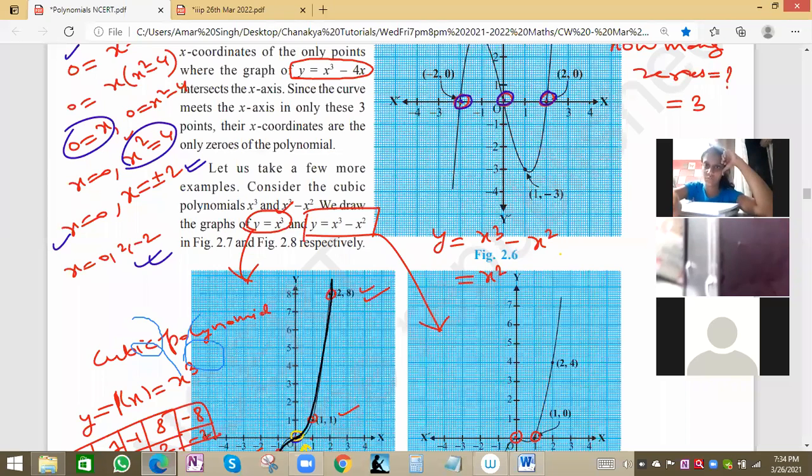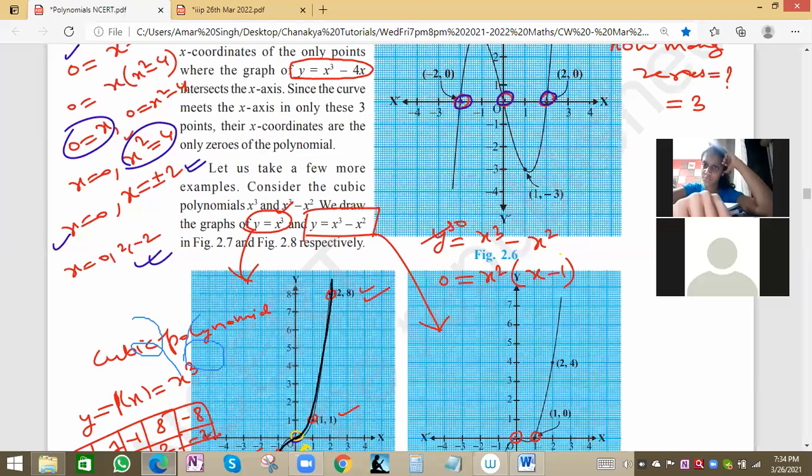We can take x square common, so this will be x square times x minus 1, and y is 0 basically. Zeros means p(x) is 0, means y is 0, and we have to find the x value. Zeros we have to find, that means we will assume y will be 0. So what are the values? x will be 0 comma 0 comma 1. Why 0 comma 0 comma 1? Because the maximum power of x is 3, so we'll have 3 roots. Basically I'm giving the roots value, so we can say 3 roots.